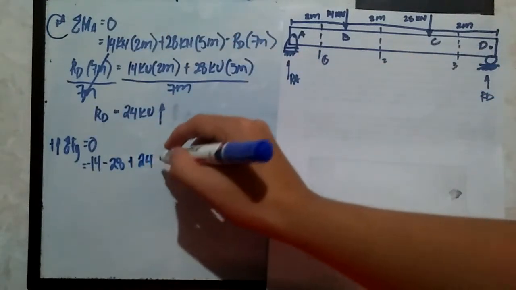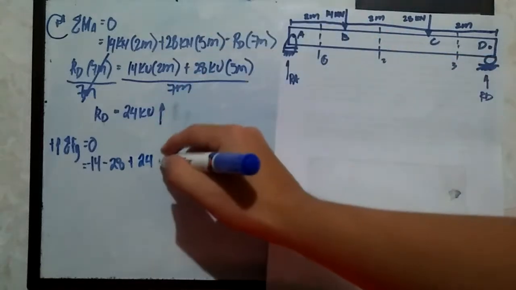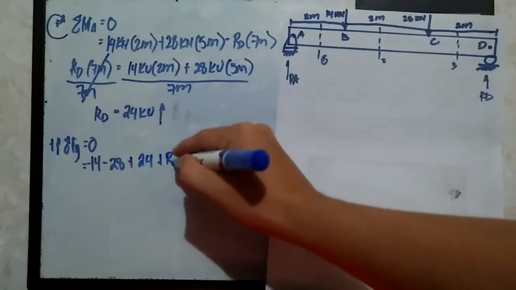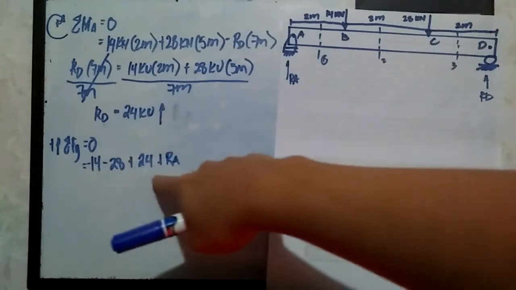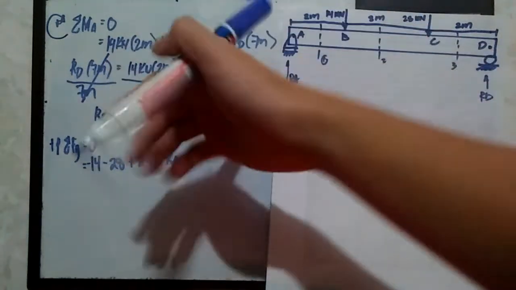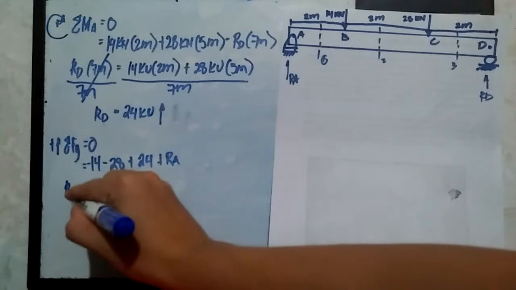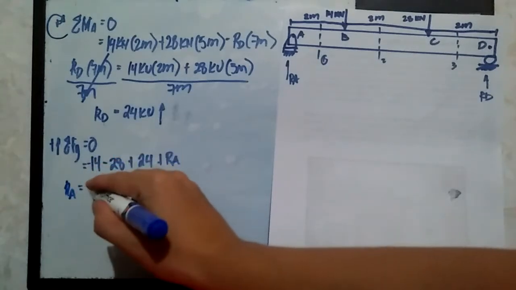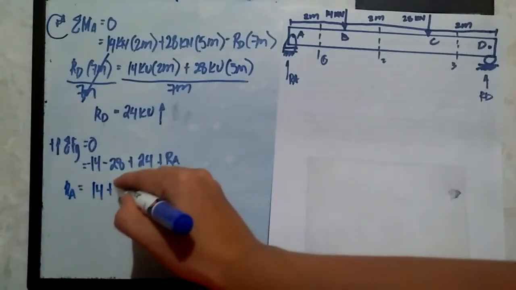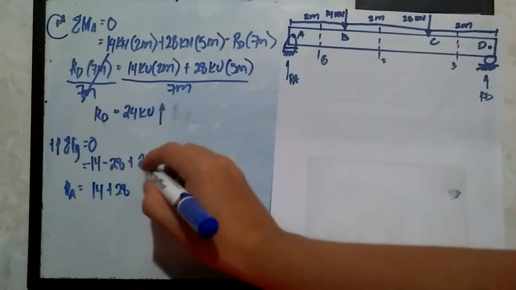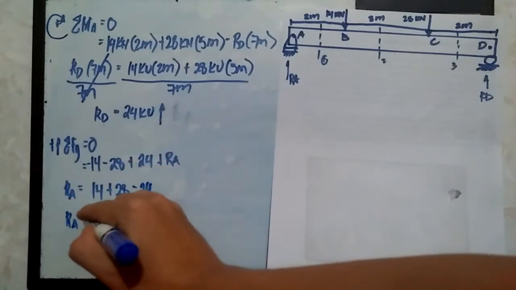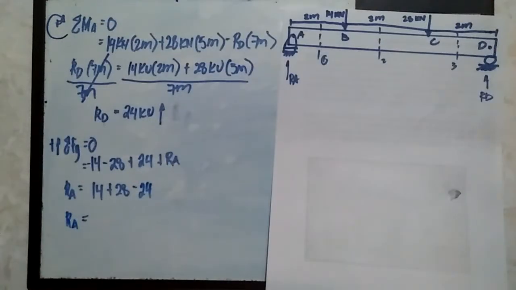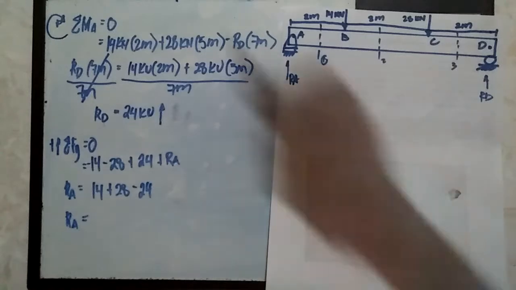That should be 24. And last but not least, R sub A going upward, so that is positive. Then isolating R sub A by transposing everything here to the left and rearranging the terms. So R sub A is equal to 14 plus 28. Then this one becomes negative 24. So R sub A is basically equal to, upon solving, about 18 kilonewtons.